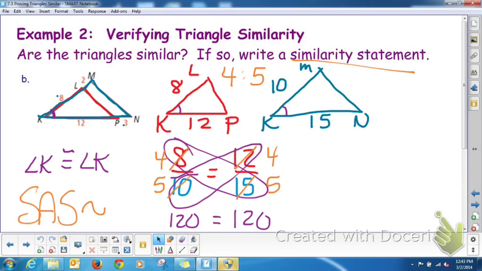So the similarity statement would be triangle, I'm going to call this one LKP. I'm going to go smallest to the longest. So I'm going to call it LKP. And now I'm going to match it to the other triangle. It's similar to triangle MKN. It matters what order you write these in. You have to match the corresponding angles.